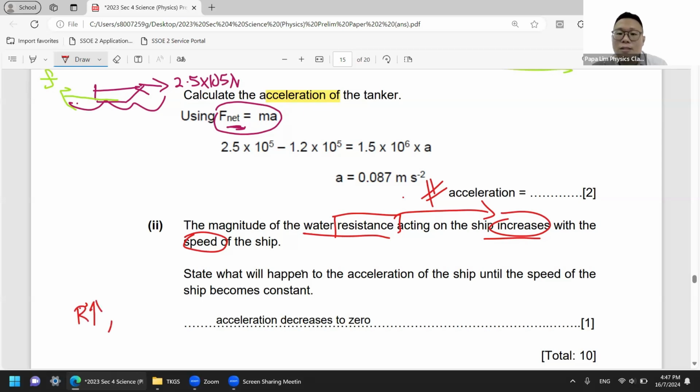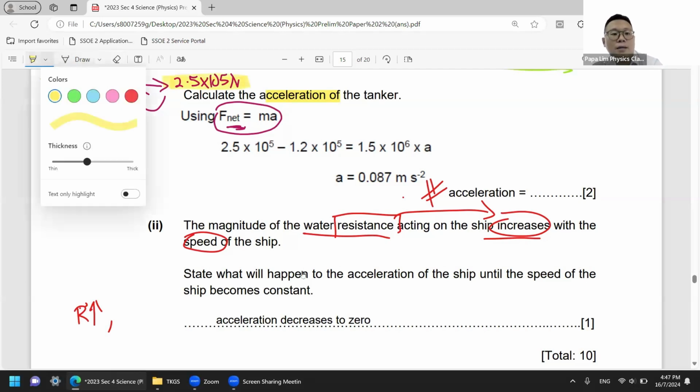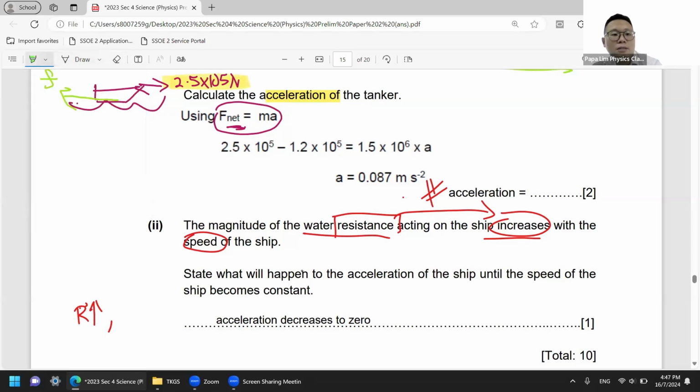here the assumption is that the forward force, the applied force, is the same. Applied force is the same, meaning the highlighted one, this applied force remains the same. On the other hand, my resistance force is actually increasing. It's getting higher and higher. So my backward force is actually getting higher and higher.